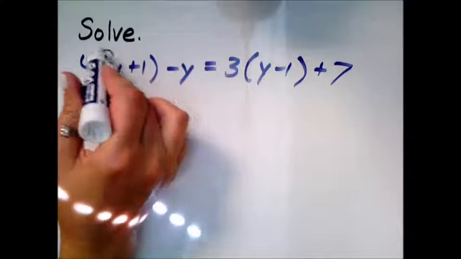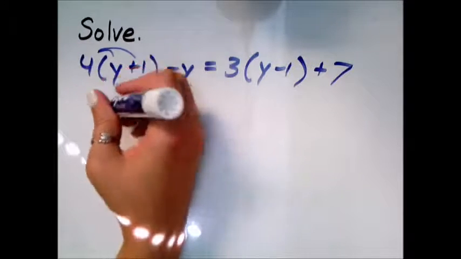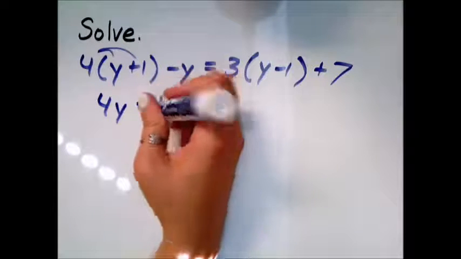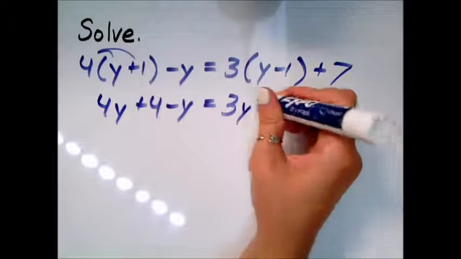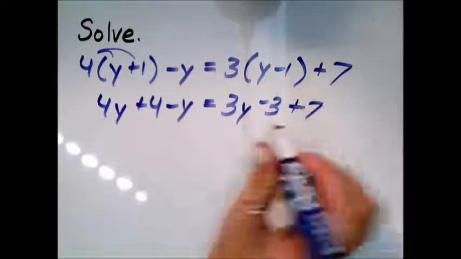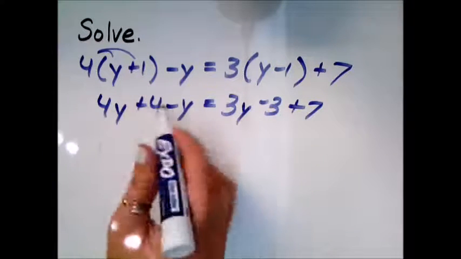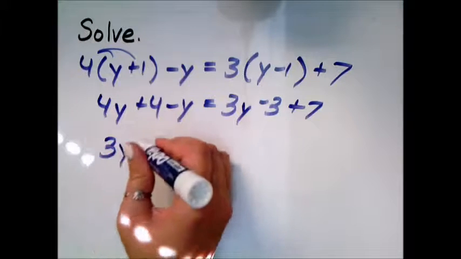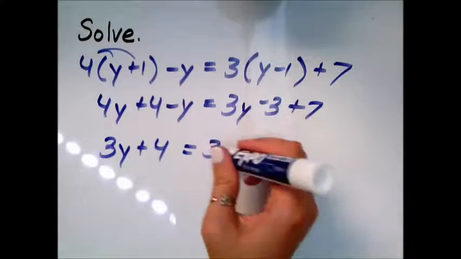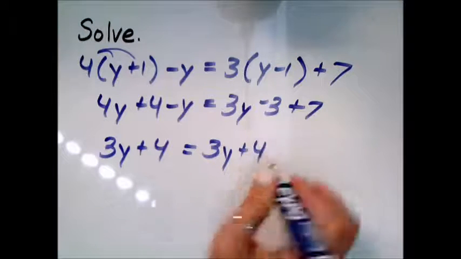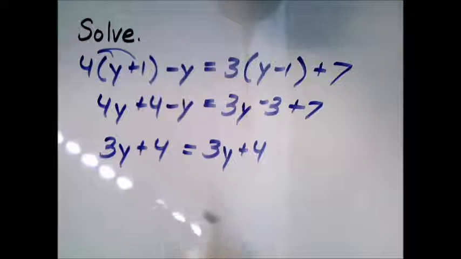All right, so if we start doing this one, distribute the 4: 4y plus 4 minus y equals 3y minus 3 plus 7. Then like terms, 4y minus y is 3y plus 4. On this side, negative 3 and 7 is 4, so 3y plus 4. At whatever point you notice, hey, both sides are already the same, that might already tell you it's an infinite number of solutions.